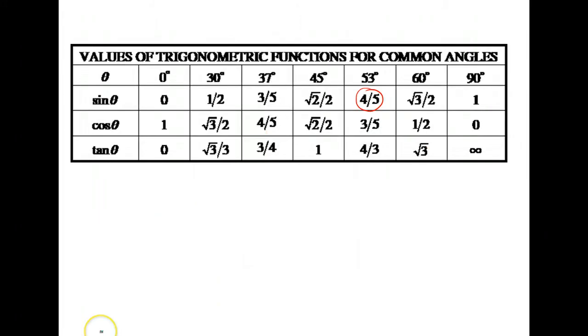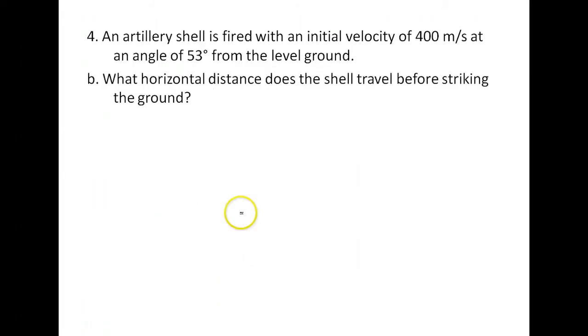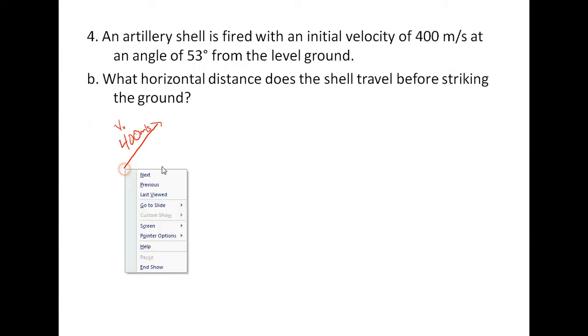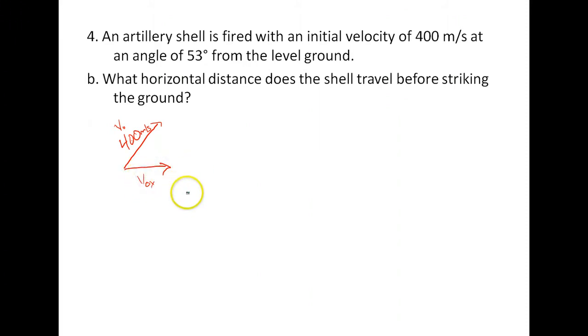Now, let's go look at B. What horizontal distance does the shell travel before striking the ground? Right, so now we've got to look at that same shell being fired at 400 meters per second. But this time, instead of caring about the vertical velocity, now we need to know the initial horizontal velocity. And remember, once that gets launched, that horizontal velocity remains constant. So we used the sine function for the other one. For the horizontal, we're going to end up using the cosine function.